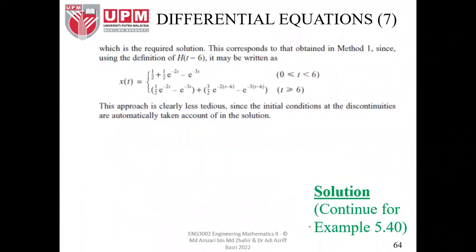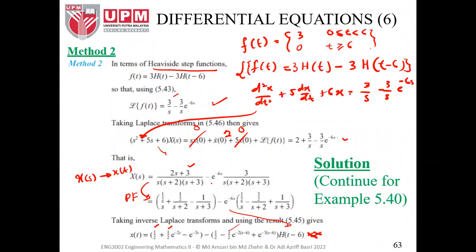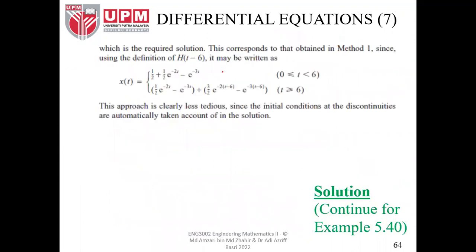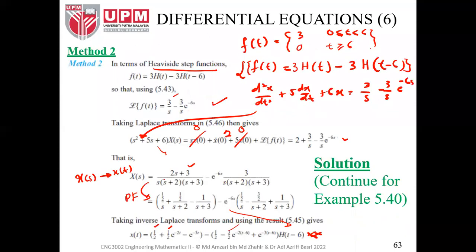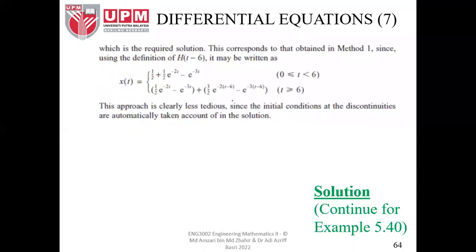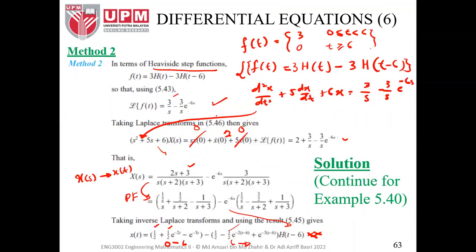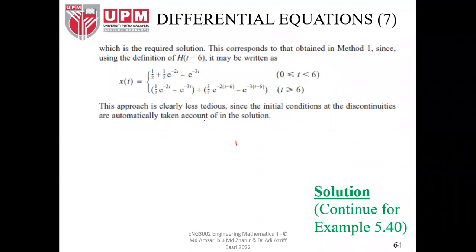Okay, so from here, you change into the function definition. So from 0 to t, you use the same one, 1 over 2 plus this one. So this is the 0 to t, and this is 0 to 6. This one is from 6 and above. So that's why you get the same function. And this one is much more straightforward compared to the previous method. So here you have two methods for solving the differential equations.